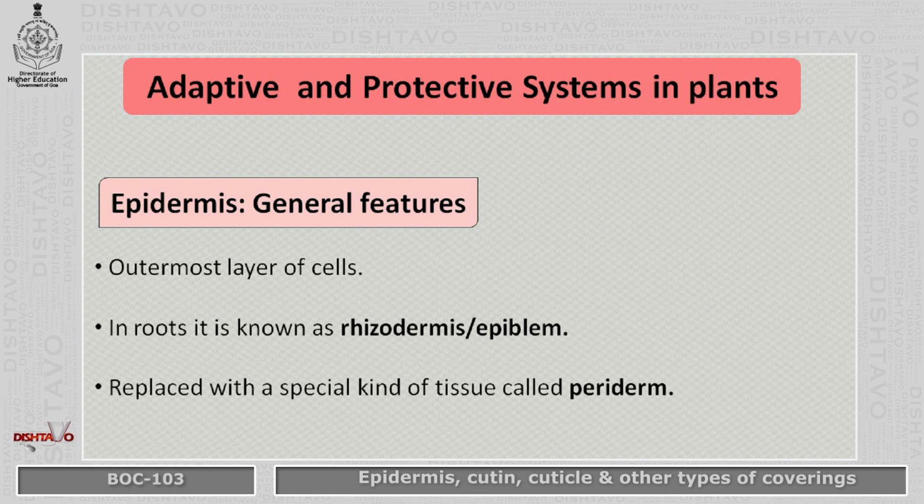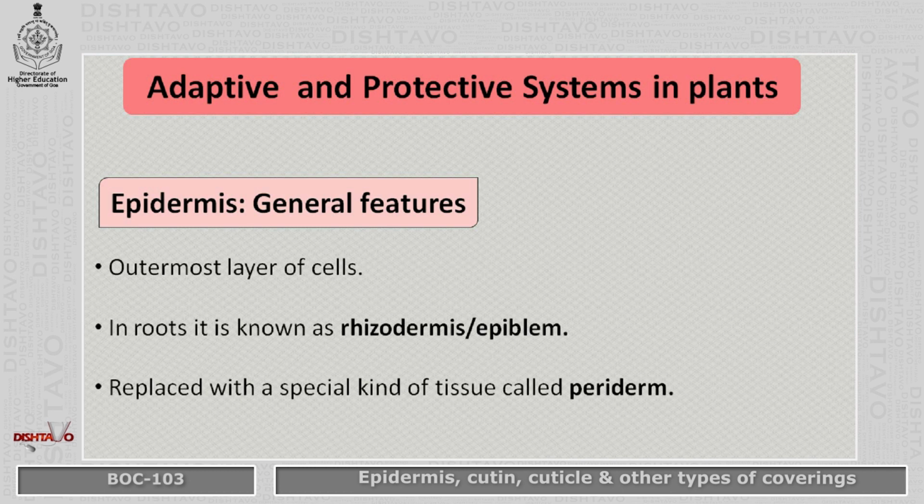What are the general features? As all of you know, and you have studied this in your school time, it is the outermost layer of the cell, the exterior layer. In roots, it is known as rhizodermis or epiblem. Now, why is it so? In the other parts like the shoot, stem and other areas of the plant, apart from roots, the epidermis is derived from meristematic tissues. Meristematic tissues are the actively growing regions of the plants, whereas in the roots, it is derived from the cortical cells, because of which it is known as rhizodermis or epiblem.